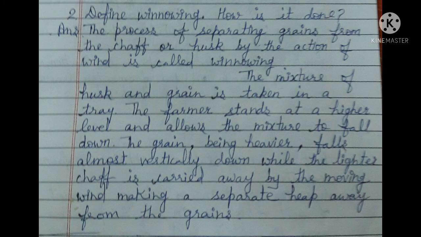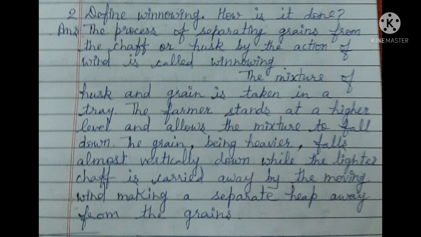Now, question 2. Define winnowing. How is it done? Answer: The process of separating grains from the chaff or husk by the action of wind is called winnowing. The mixture of husk and grain is taken in a tray.